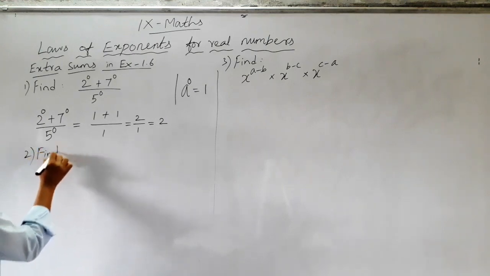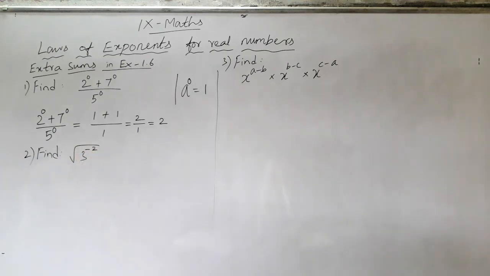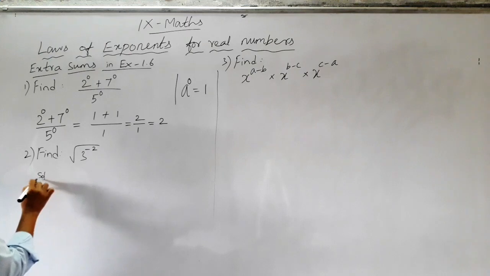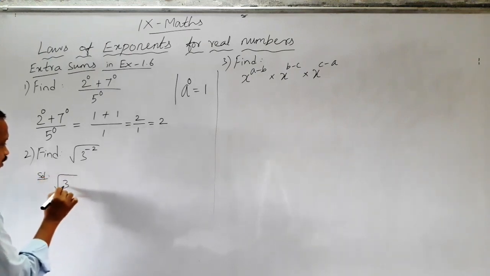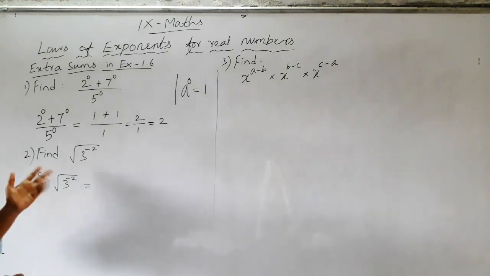Find the square root of 3 power minus 2. So this is the first step. And the solution, square root of 3 to the power minus 2 is equal to, this is a square root. Square root means, you know, the radical sign is there. Why do we say square root when no number is mentioned there? If it is 3 there, then that is the cube root. If it is 4, then the 4th root. If it is n, then the nth root. But you know we have already discussed everything. So this is the square root of 3 power minus 2.